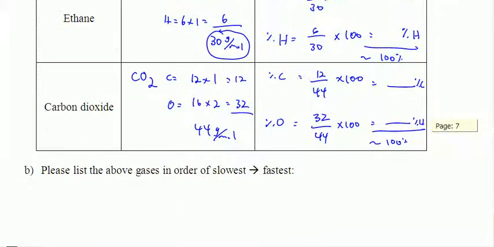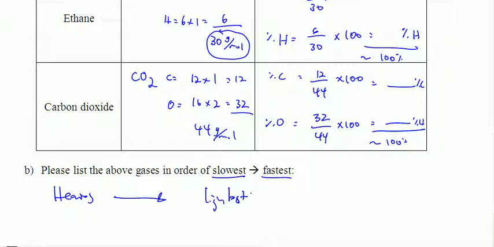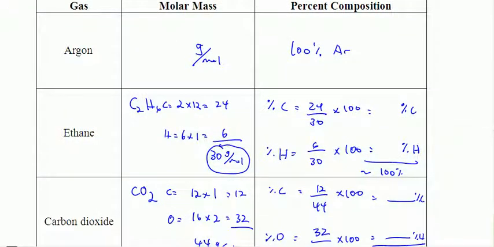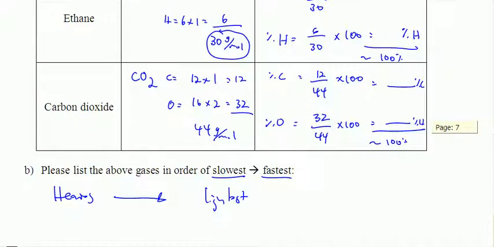So please list the gas in order of slowest to fastest. That means it should be heaviest to lightest. I'm not sure what the molar mass of argon is, but I know that argon is the heaviest here. Neon, yeah, I believe it is. So slowest to fastest, it's going to be argon, and then carbon dioxide, and then ethane, in that order.